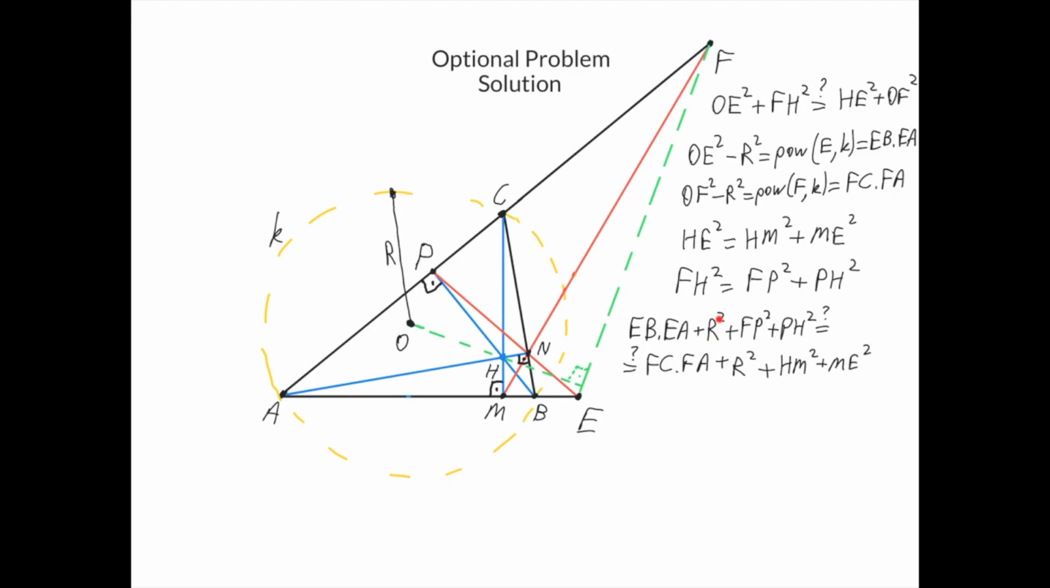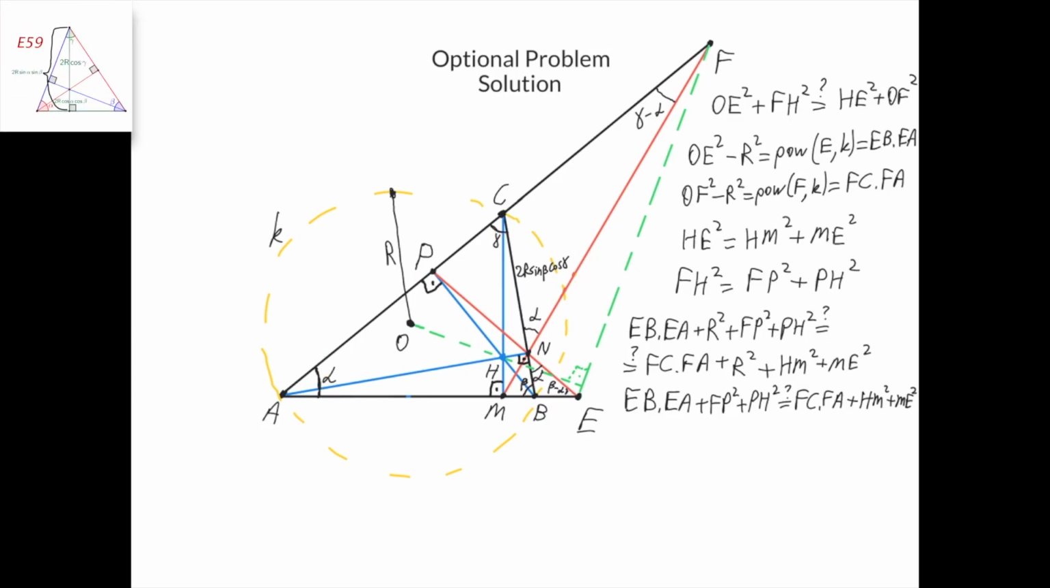Now the R squared cancels out, so finally what we need to prove is that EB times EA plus FP squared plus PH squared equals FC times FA plus HM squared plus ME squared. Let's label the angles in the triangle by alpha, beta, and gamma. Then we know that the length of this segment is 2r sine of beta times cosine gamma.